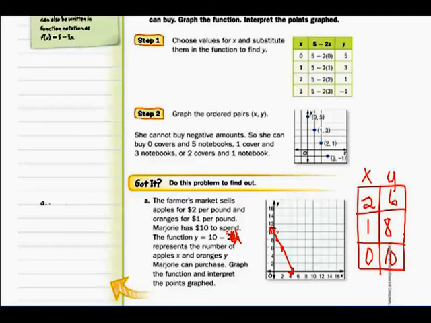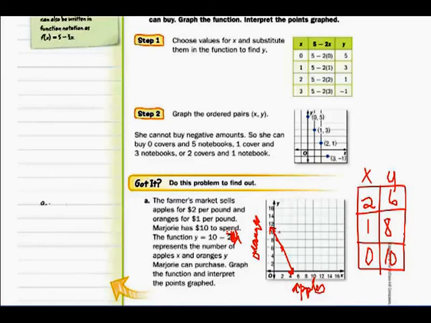Okay, that's your line. And again, I know I always tell you to use rulers, but it's kind of hard to use a ruler on a board like that. So interpret that. What does that mean? Well, we said that apples are x and oranges are y.